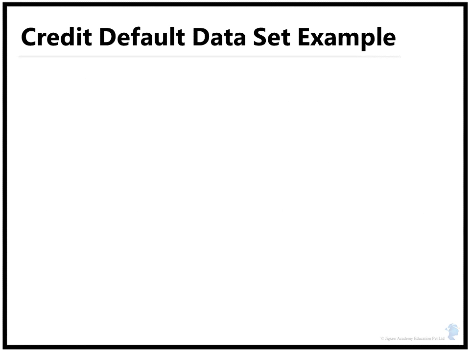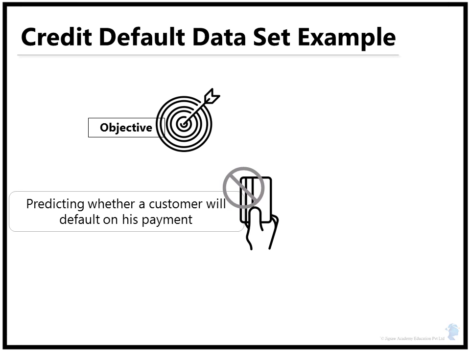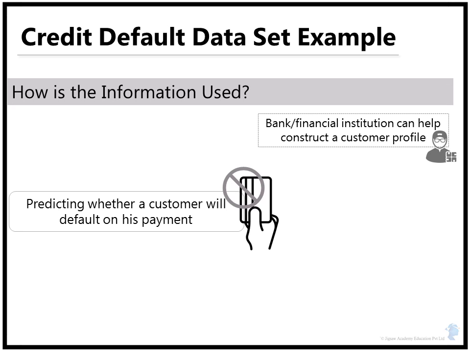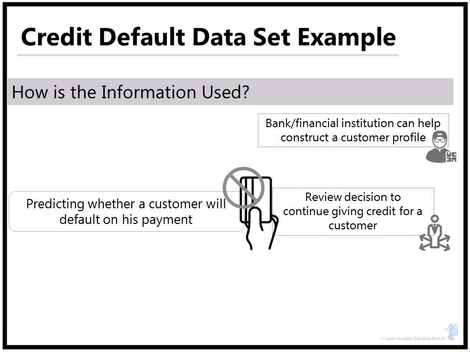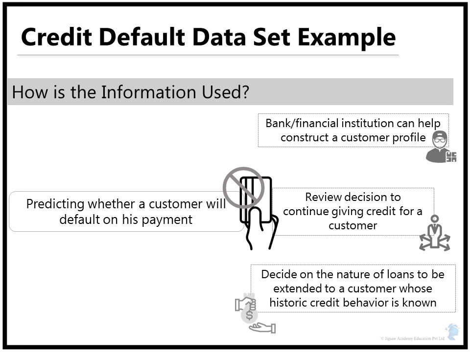Now that we have an idea on some basic machine learning methodologies, we go back to our credit default dataset. The objective using this dataset is to predict if a customer will default on his payment or not. Using such information, the bank or the financial institution can help construct some kind of customer profile and also review its decisions to continue using the credit card or giving credit card to a customer, or decide on the nature of the loans to be executed to a particular customer whose historic credit card behavior is known to us.